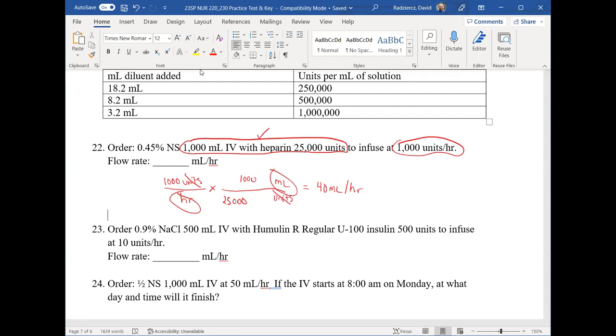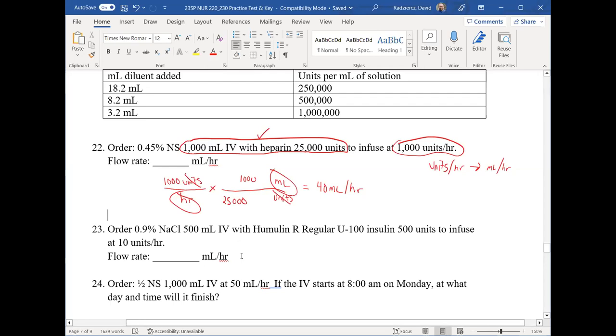So my strategy doing these types of questions, and this is essentially what you're doing when they talk about heparin questions, is just making a conversion of units per hour to milliliters per hour using my available IV. You'll notice there's not really an order here. It's just what is the flow rate in milliliters per hour versus units per hour.